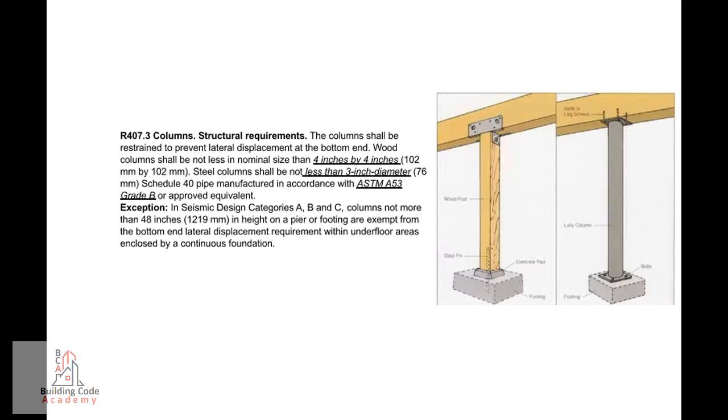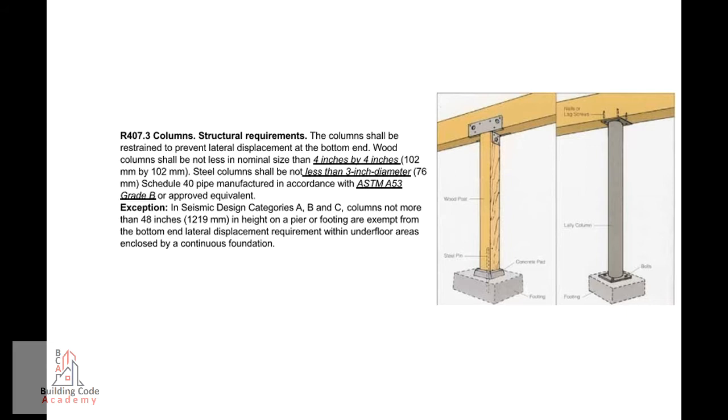R407.3 Columns. Structural requirements. The columns shall be restrained to prevent lateral displacement at the bottom end. Wood columns shall not be less in nominal size than 4 inches by 4 inches, 102 millimeters by 102 millimeters. Steel columns shall not be less than 3-inch diameter, 76 millimeters, Schedule 40 pipe manufactured in accordance with ASTM A53 Grade B or approved equivalent.